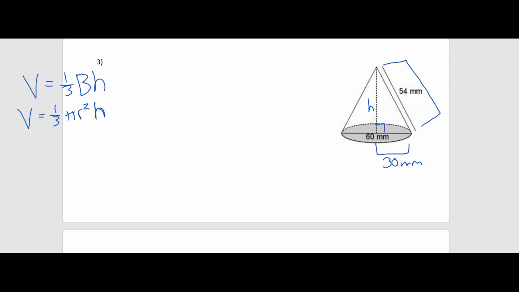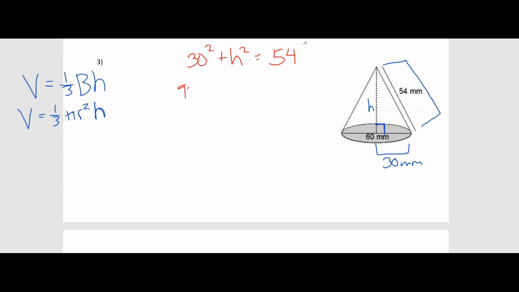If we are assuming this cone is right, which we can, we're not going to assume that they're trying to trick us or anything. So we'll use the Pythagorean theorem. So I get 30 squared plus h squared is equal to 54 squared. I did this whole video once before and had to restart it because I did 45. I just read it backwards. Didn't realize it until the very end.